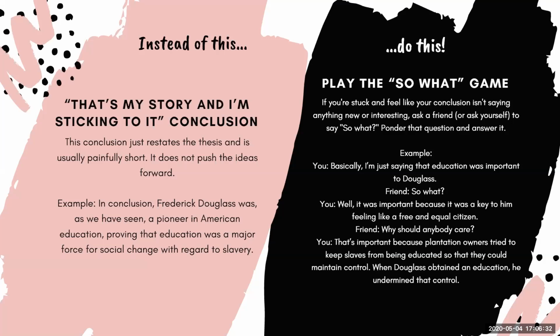So an example of playing the so what game is below. So you could say, basically, I'm just saying that education was important to Douglas. So what? Well, it was important because it was a key to him feeling like a free and equal citizen. Why should anyone care? That's important because plantation owners tried to keep slaves from being educated so that they could maintain control. When Douglas obtained an education, he undermined that control.